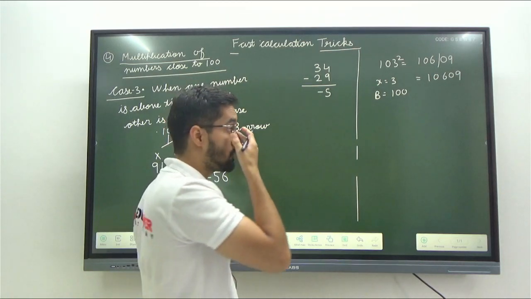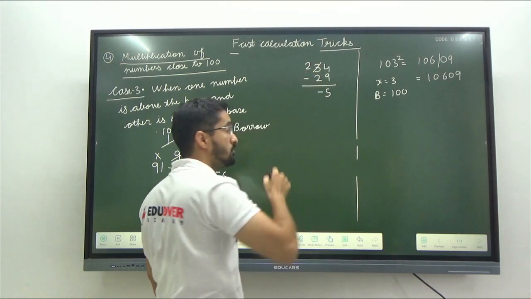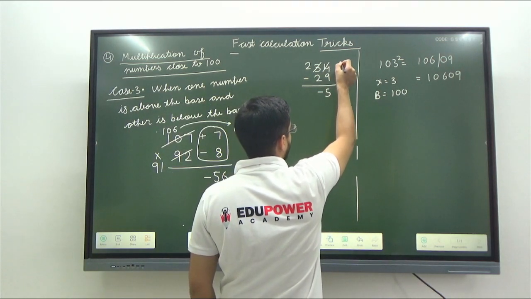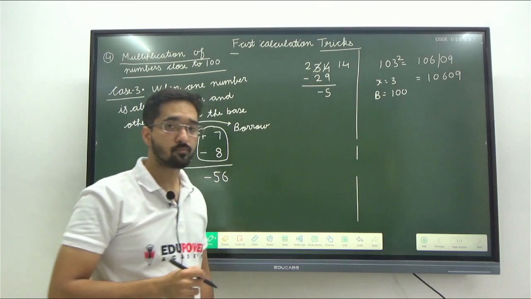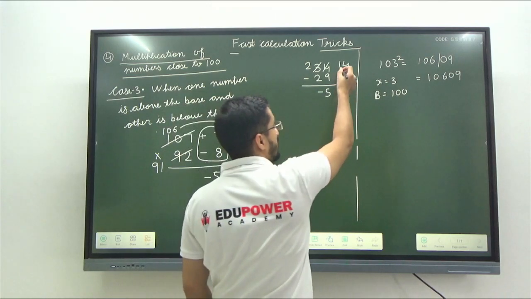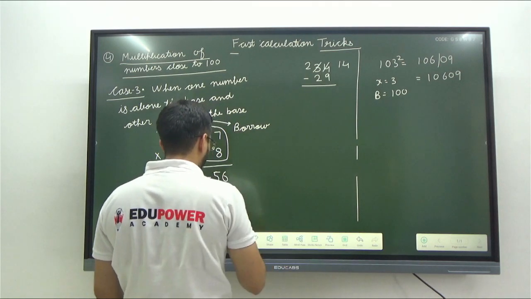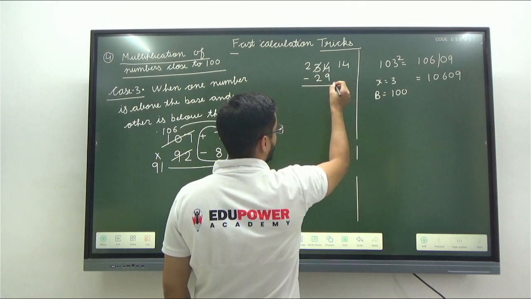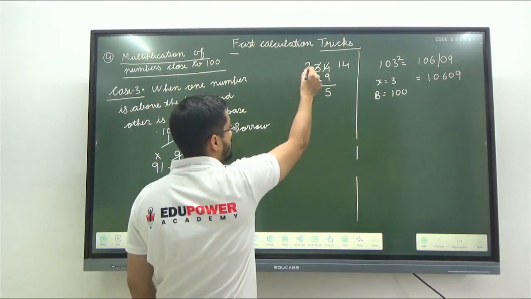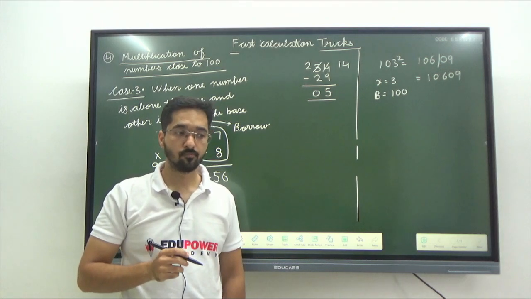So, how did we used to borrow? This 3 we used to cut and write as 2, and this 4 we used to write as 14. Clear everyone? That is how you borrow. So, 14 minus 9 becomes 5, and 2 minus 2 is 0. So, the answer comes out to be 5.